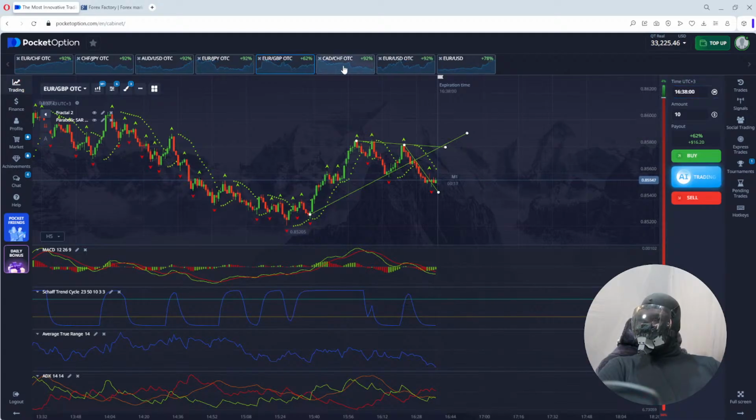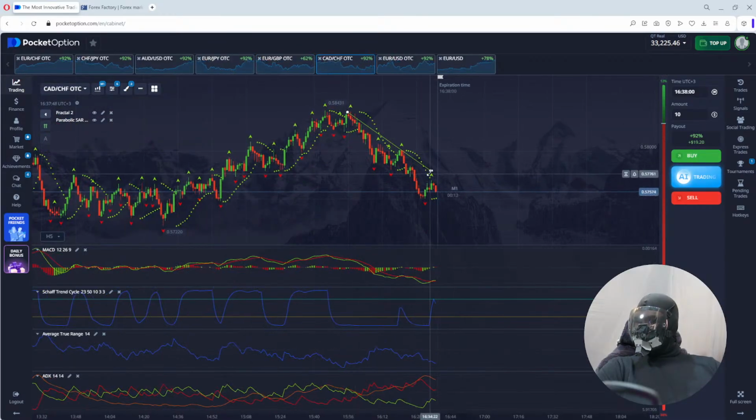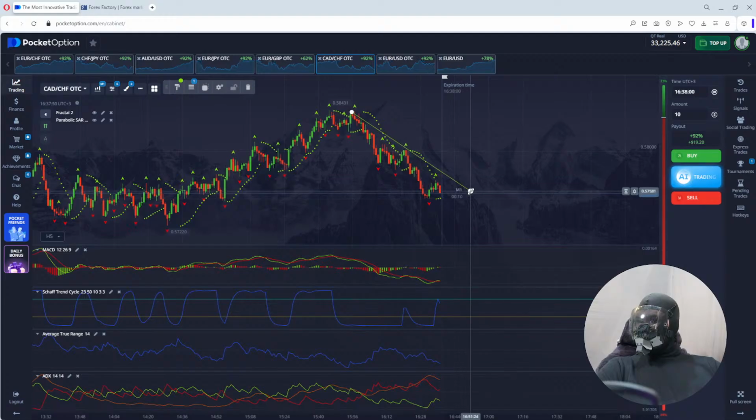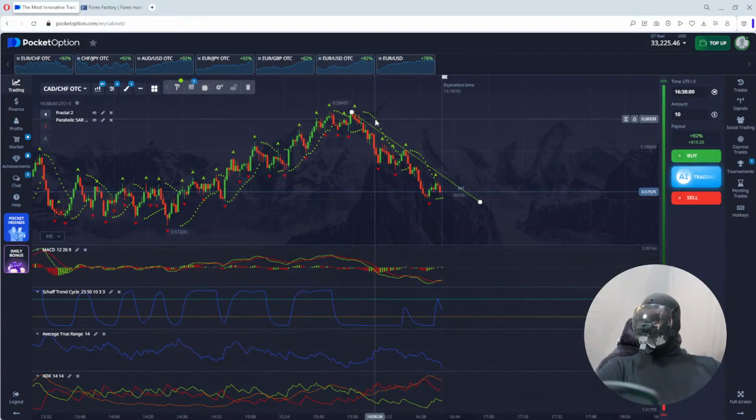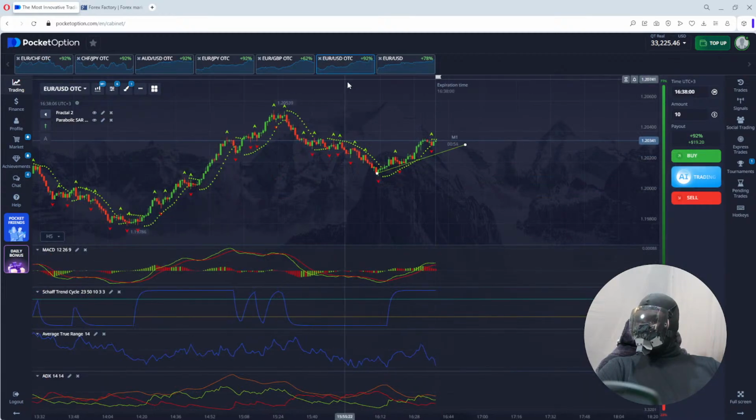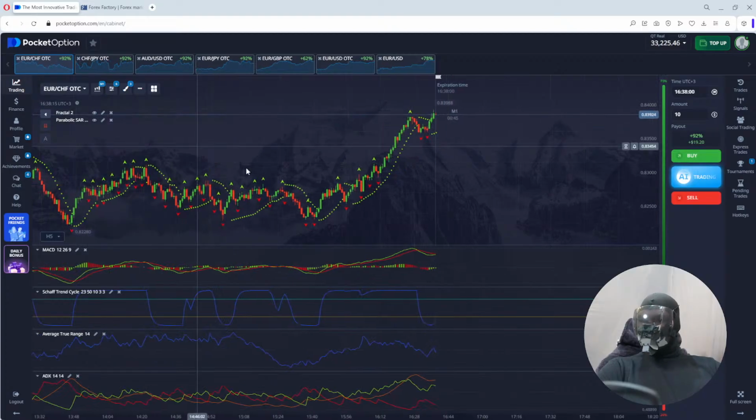CAD CHF. Alright, CAD CHF. There we go. Also, it's got an upward movement potential. Alright, we had a buy signal here, but as you can see, a bit lackluster. See, red is still up here, and volatility is low. I don't know. I don't like this one. We're gonna remove this. Euro OTC still going up, but we got red bars. We got volatility dropping again. Not really exciting. So let's go back to Euro.